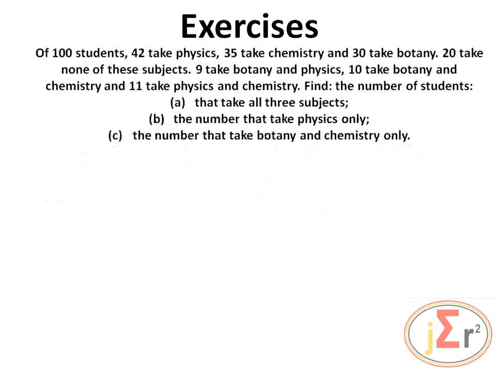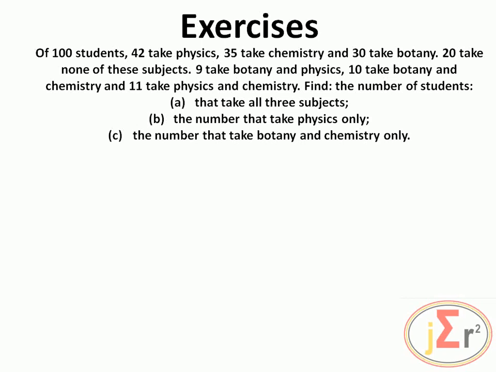Here we have yet another problem. Of 100 students, 42 take physics, 35 take chemistry, and 30 take botany. 20 take none of these subjects. 9 take botany and physics, 10 take botany and chemistry, and 11 take physics and chemistry.